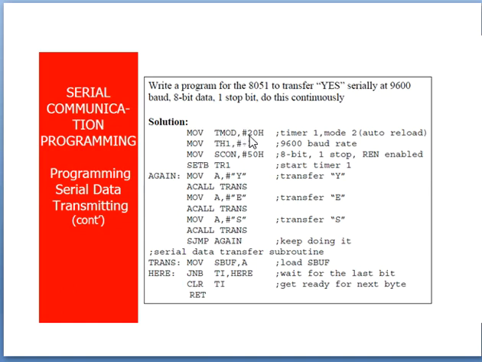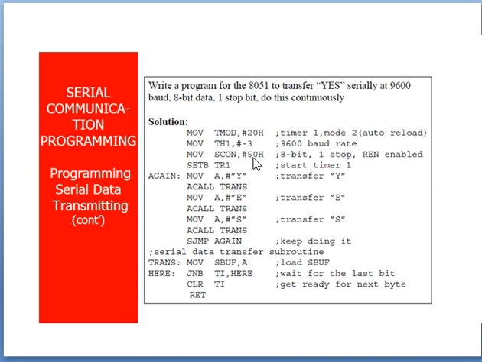MOV TMOD, #20H. In the sense, we are going to select timer 1 in mode 2 with auto reload mode. Then MOV TH1, #-3. So this is -3, it is not -3H, it is -3. In the sense, it is selecting the 9600 baud rate. Then MOV SCON, #50H.